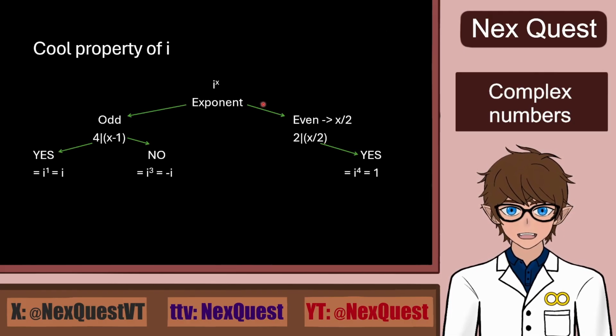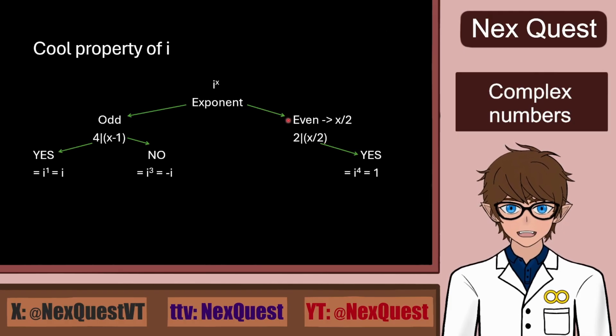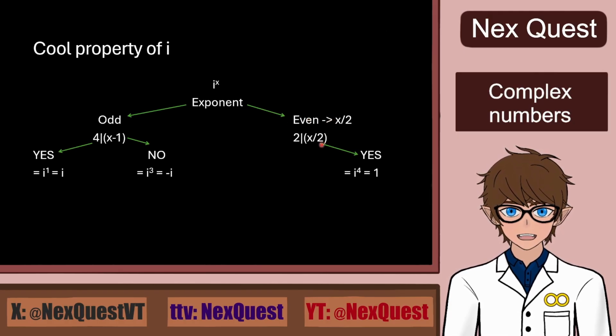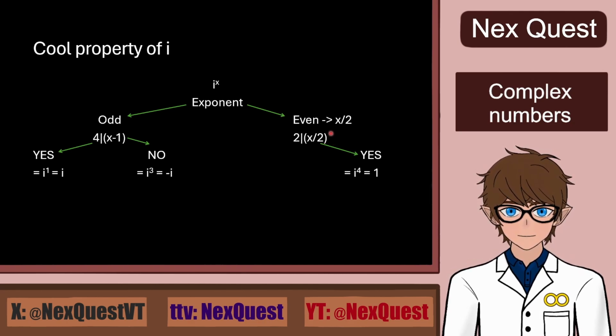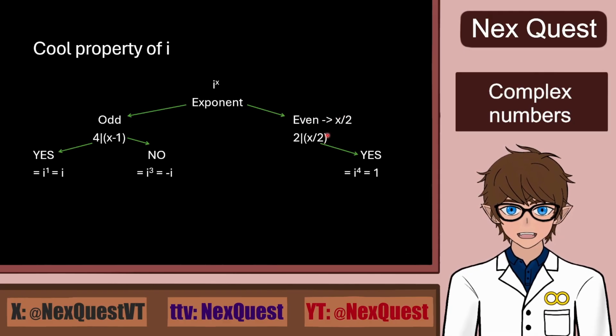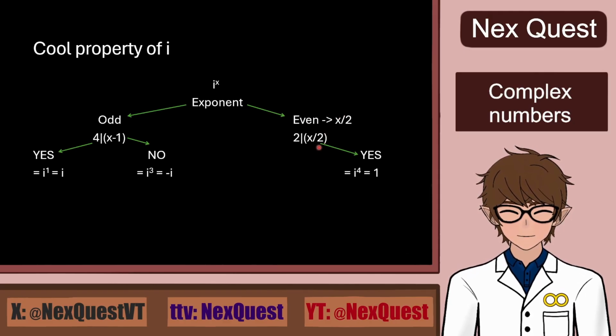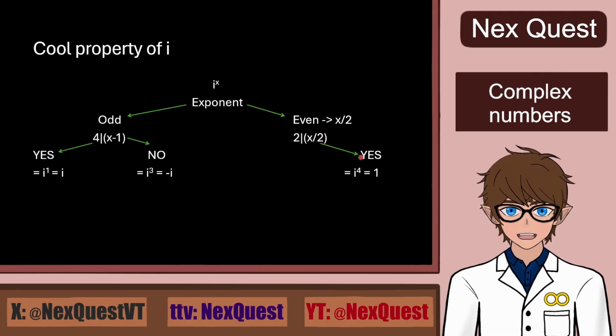Next is even. Since we know all even numbers are divisible by 2, we do that first. But our next step is to see if we can divide that half value by 2 again. As we all know, 4 is 2 times 2. And if a number is divisible by 2 and then again by 2, that means it's divisible by 4. Therefore, it takes the value of i to the power of 4.